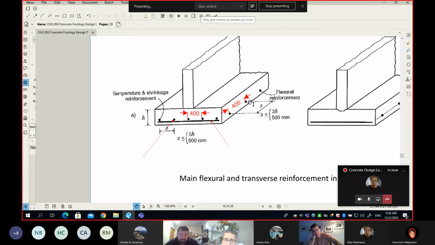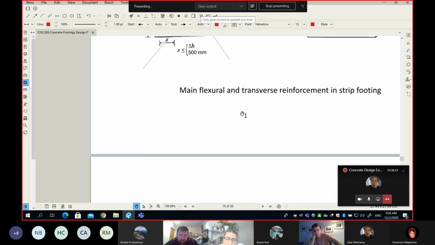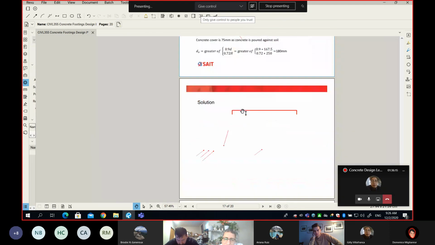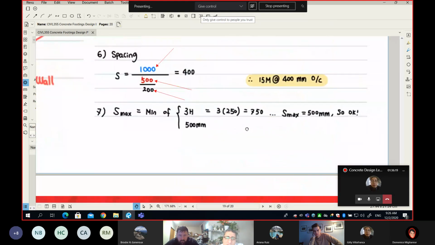Those bars are the bars that we're designing right now that carry the cantilever load. The other one is a transverse reinforcement. So this one is 400. Now, you guys know that there is a code requirement that this 400 here cannot exceed the S maximum defined by 3 times the thickness of the slab or 500 mil. So the maximum is 500 mil, and we're okay because the 400 is less than the 500 mil.